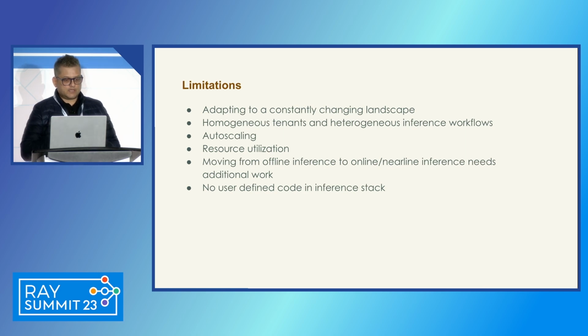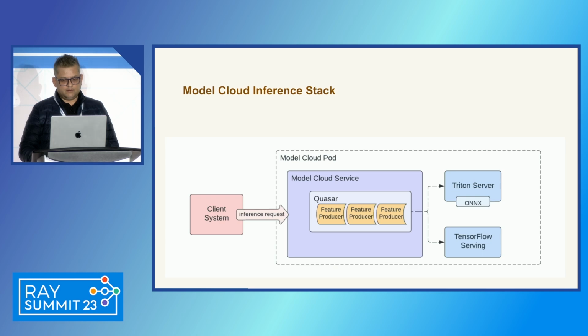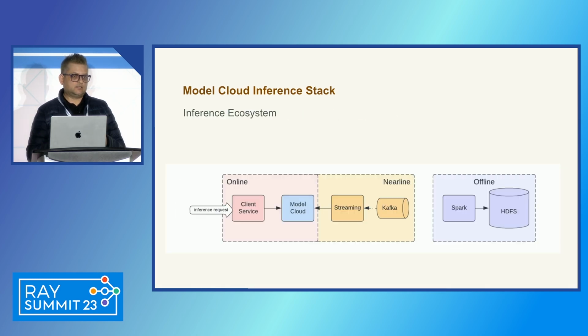We want to solve for autoscaling. We want to have better resource utilization. And then, we want a story where you could move from your offline inference world to an online inference seamlessly. So today, if I just scroll back a slide, if you have to move from your offline inference stack to an online inference stack, it's a significant uplift. You have to rewrite a lot of your code to work in the online stack, because it works very differently from the offline stack.